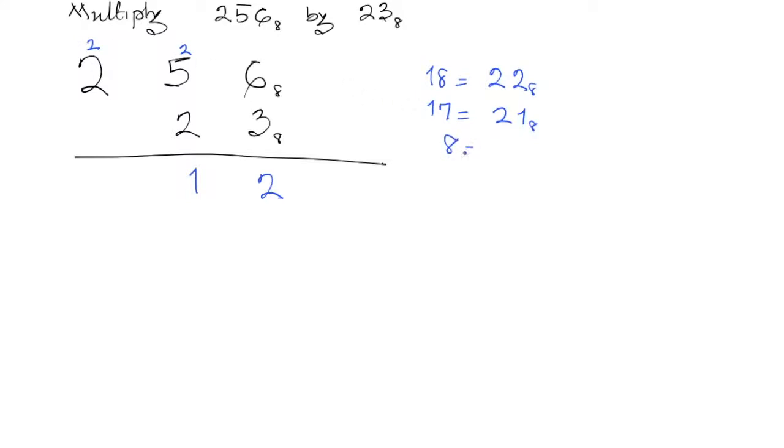8 cannot be written down in base 8. So 8 essentially in base 8 is 1 and 0. 1 bunch of 8, no units. So that is 1, 0.